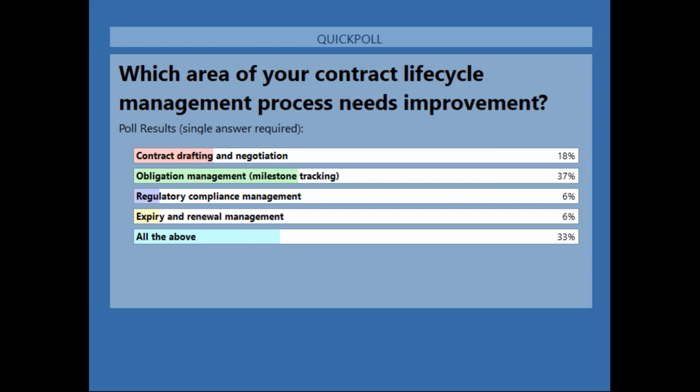We have some answers here, Arthur. So a third of people are saying it's all of the above, so 33% on that choice. But the overall winner is actually around the issue of obligation management and tracking of milestones, which is, to be honest, where I'd expect it to be, certainly from the point of view of the optimum ROI. So 37% going for that one, 18% looking for some support in the drafting and negotiation, probably really wanted to drive faster response times, I suspect, since speed never stops being at the top of that executive agenda. Then we have 6% only on regulatory compliance and the same 6% on expiry and renewal management.